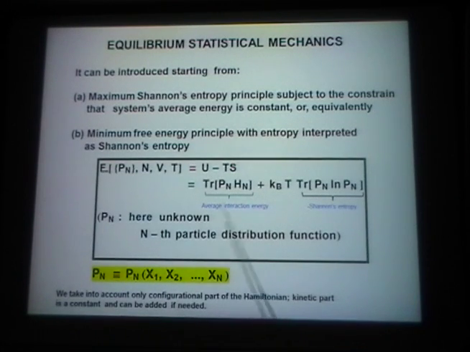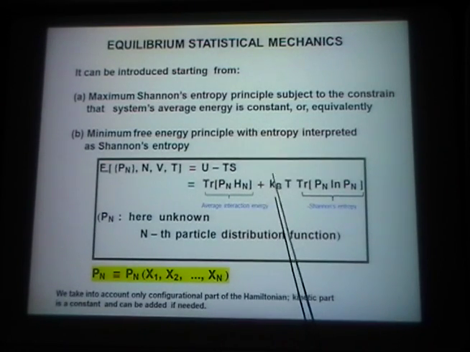Having this function, you can introduce Shannon entropy and associate this entropy with the physical entropy. Shannon entropy is minus kB times the average value of the logarithm of the n particle distribution function. So in my notation, it's trace Pn log Pn. Now the first term in here is just the internal energy of the system.